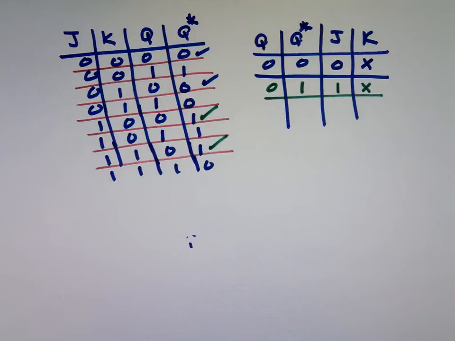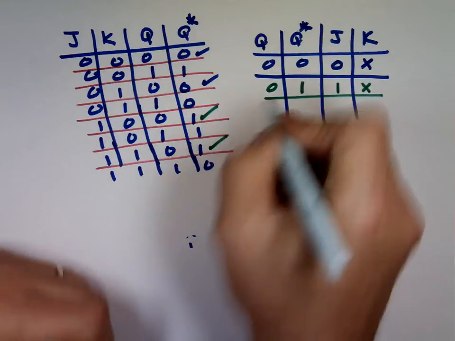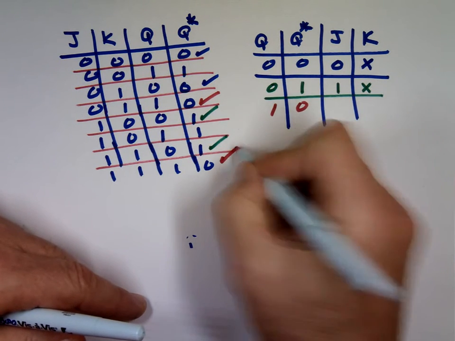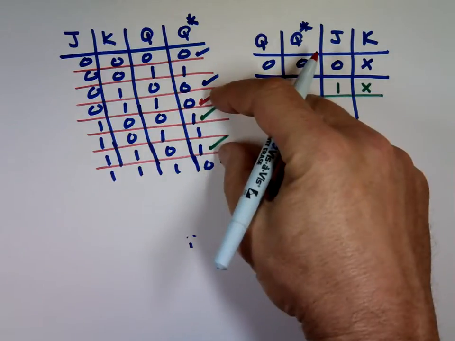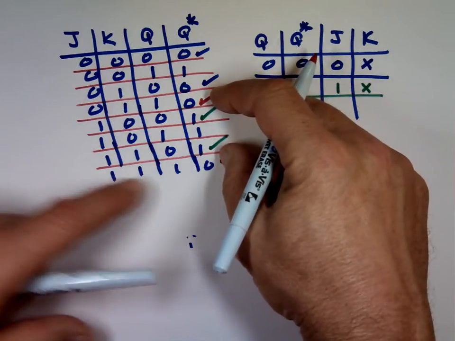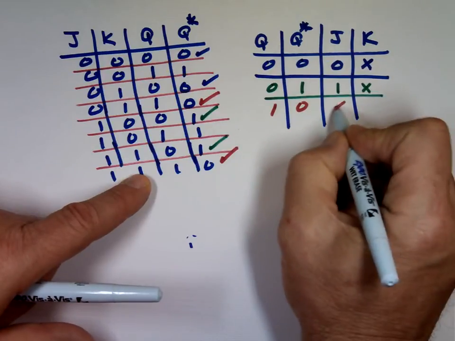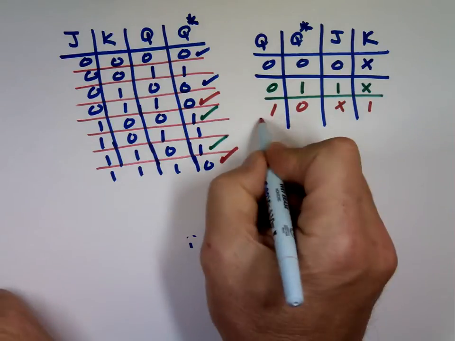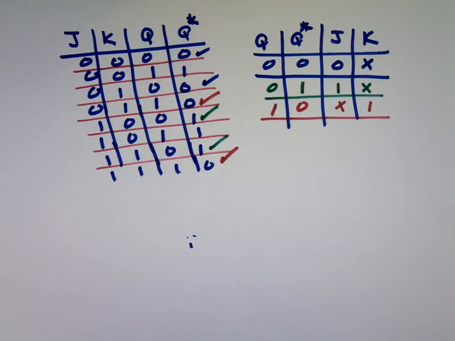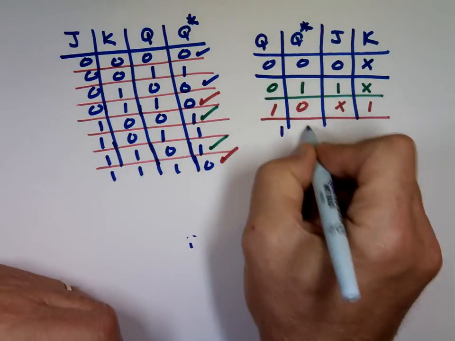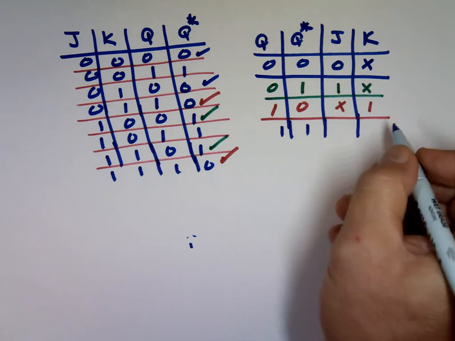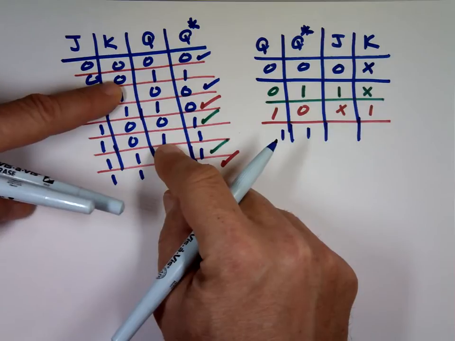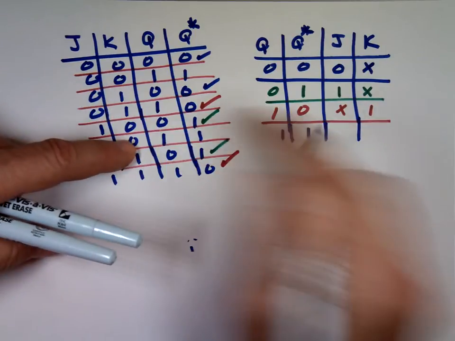Next, let me do the 1 to 0. Where's the 1 to 0? That's this case and this case. See them? The two in red. 0, 1 will do it. 1, 1 will do it. Isn't that don't care and 1? And the last one, it's 1 to 1. 1 to 1, that's this and that. 0 and 0 will do it. 1 and 0 will do it, don't care, and 0.